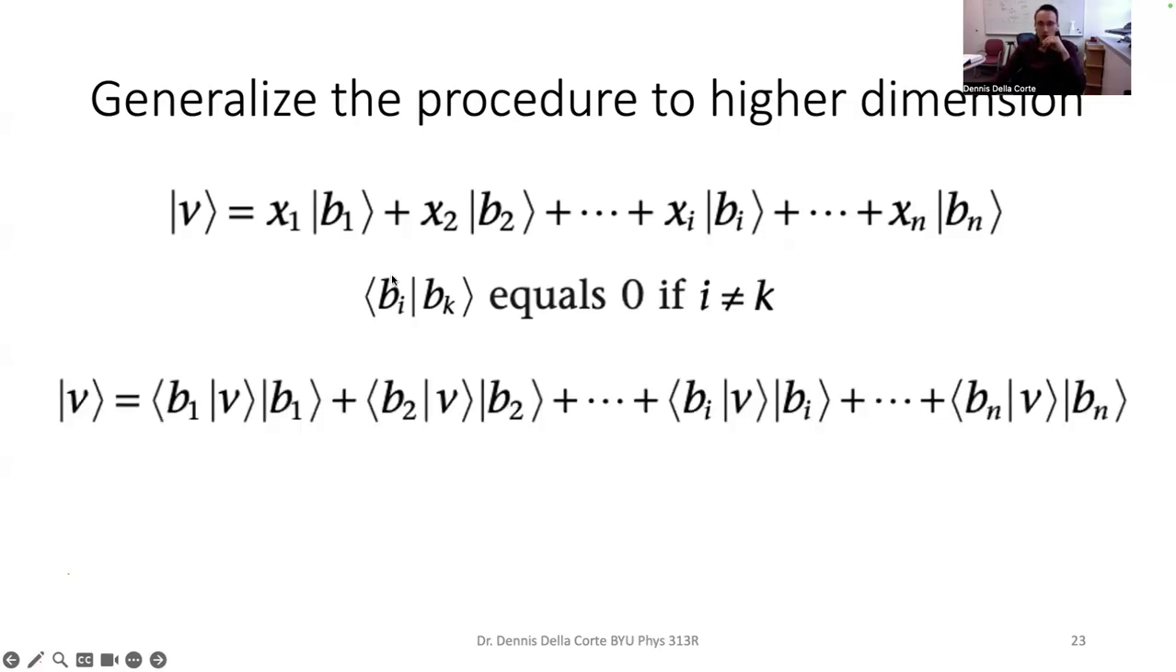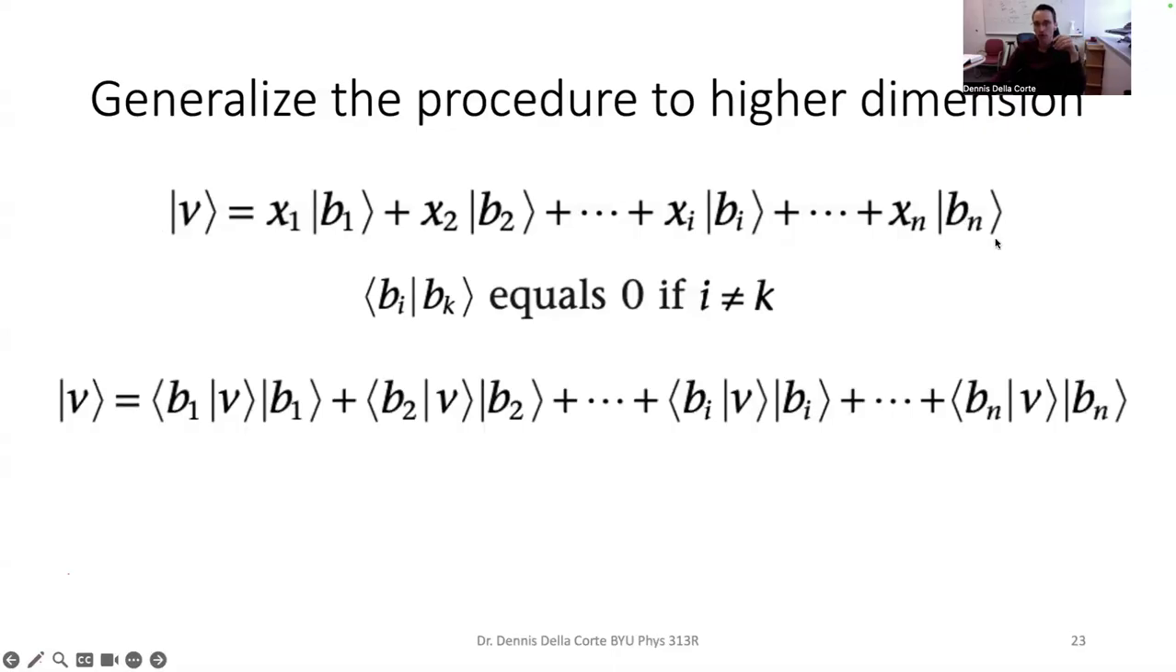And then we use that trick. That's when we want to figure out how big x1 is. We multiply the bra vector for b1 on the left side. Then everything here on the right side gets to 0. And I'm only left with the bra b1 vector times v is equal to x1.